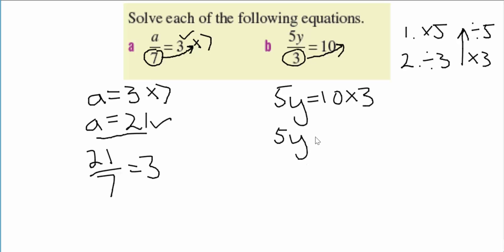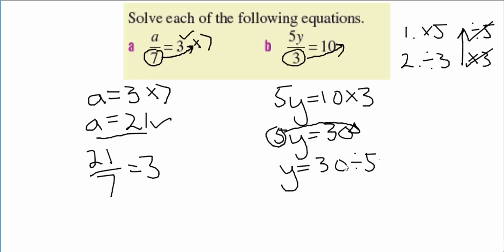Again, model my working out when you do these problems. So now I've got to work out my 10 times 3, which is 30. Now I've done that part, now I'm going to divide by the 5. So the 5 times y here, I'm moving the 5 from that side to that side. Now don't model this working out where I'm drawing the circles and the arrows, you don't need to do that. So y equals 30 divided by 5, so y equals 6.